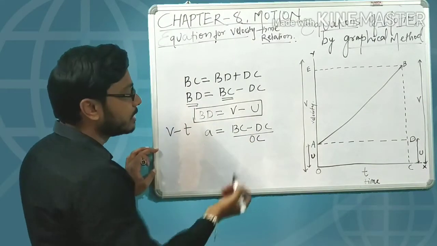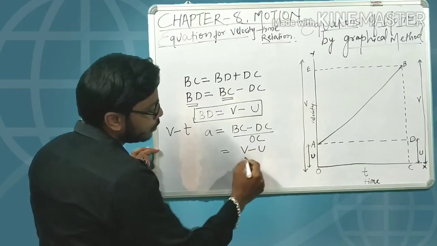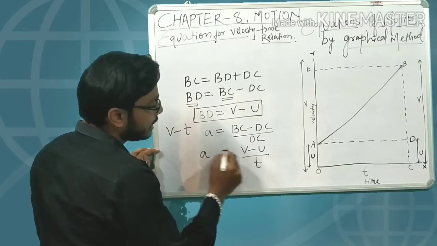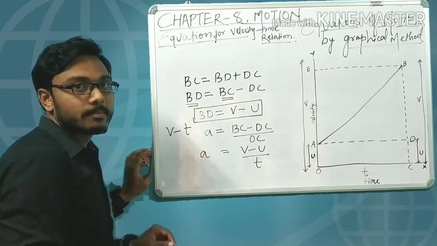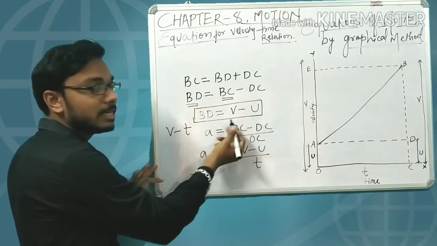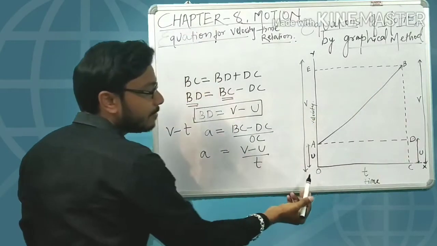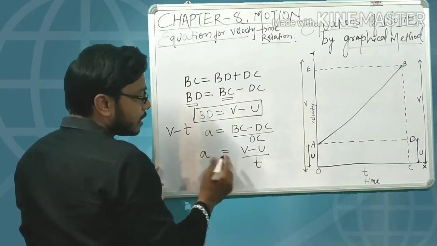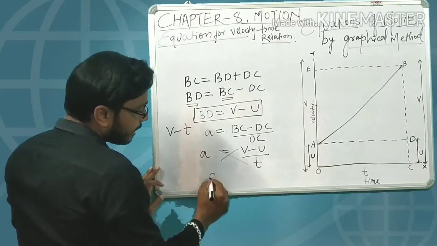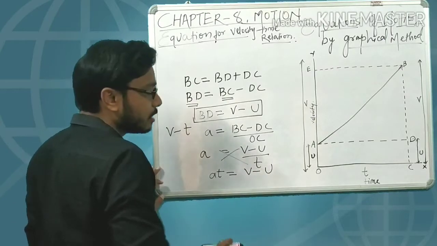BC minus DC by OC. And we know the values of BC and DC. So we can put here V minus U by OC, and OC is what? T. So A is equal to V minus U by T. And V minus U is the BD. We have already got V minus U, that is final velocity minus initial velocity, as BD. So we have got the value of BD, and we have also got the value of OC, that is time. So we are finding this slope. Okay. So now by cross multiplying this, we can get AT is equal to V minus U, that is the final velocity minus initial velocity.